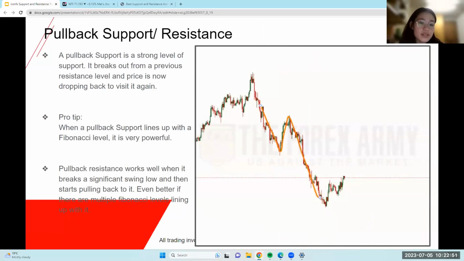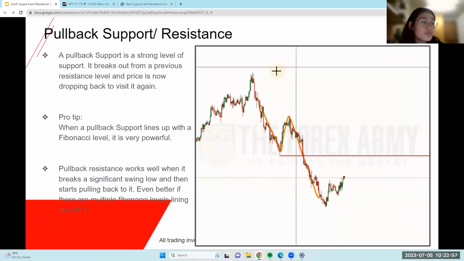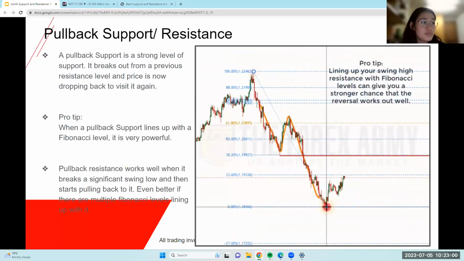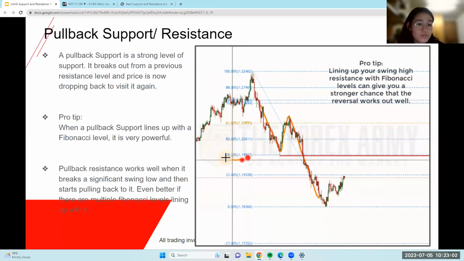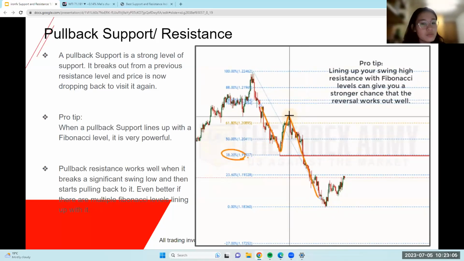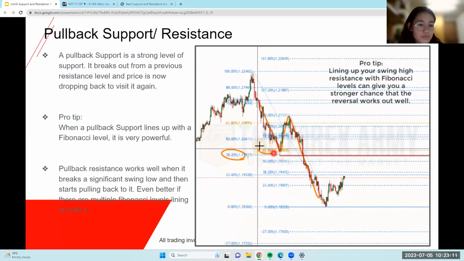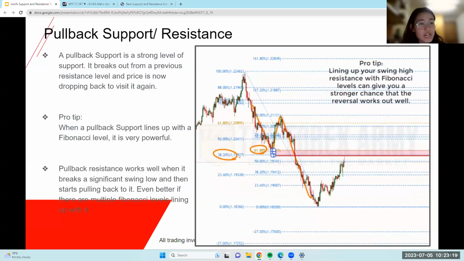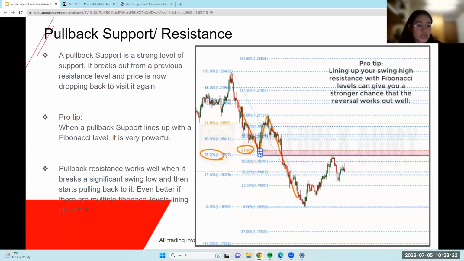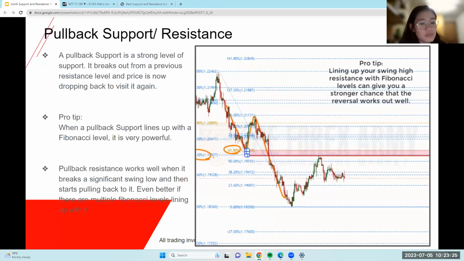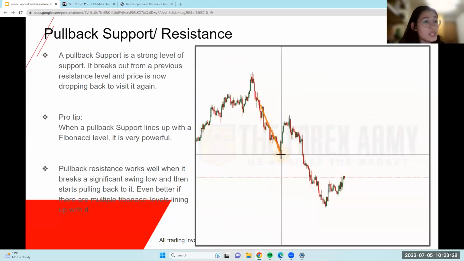So let's start off with pullback. So a pullback support is a strong level of support because it breaks out from a previous resistance level and price is now dropping back to visit it again. So a pro tip, when a pullback support lines up with a Fibonacci level, it is very powerful. Pullback resistance works well when it breaks a significant swing low and then starts pulling back to it, even if there are multiple Fibonacci levels lining up with it. So we'll go through a couple more examples in the coming slides, but in this, you can take a look at this GIF first.